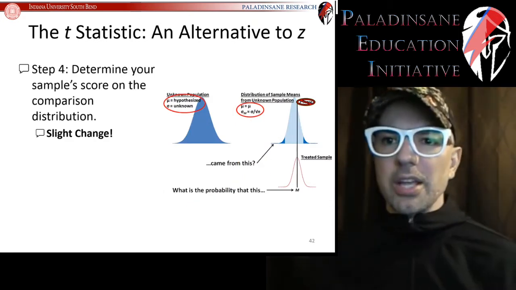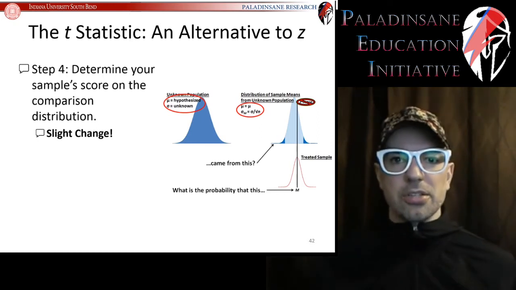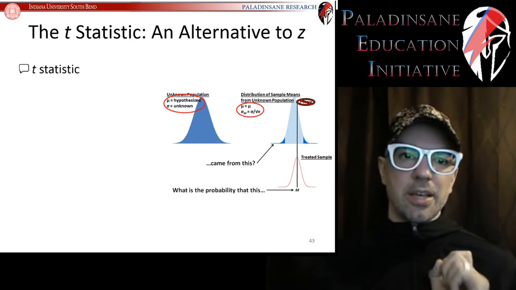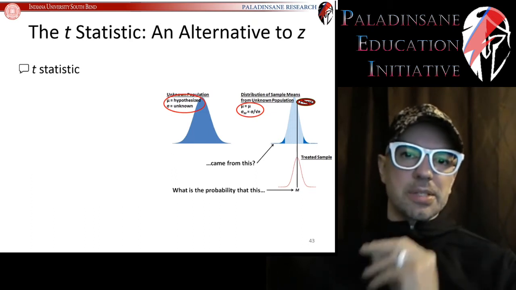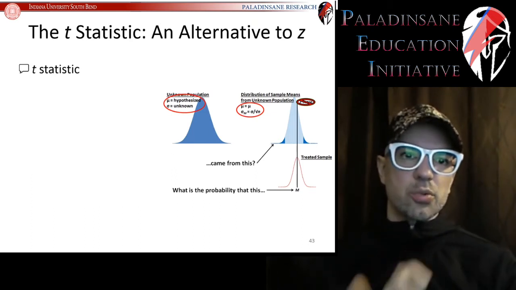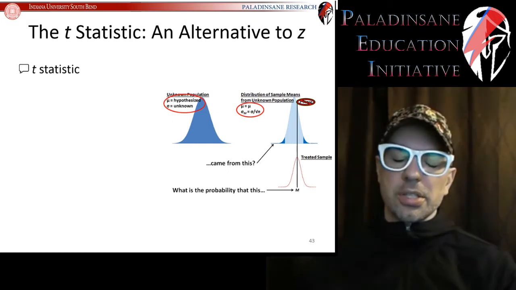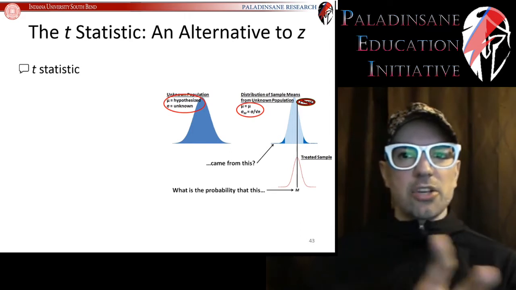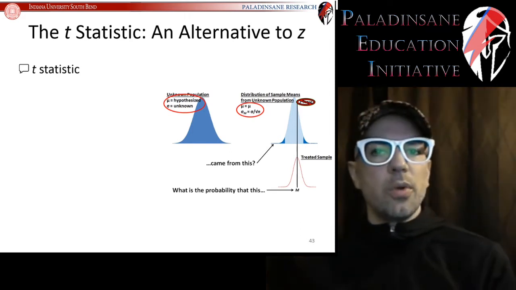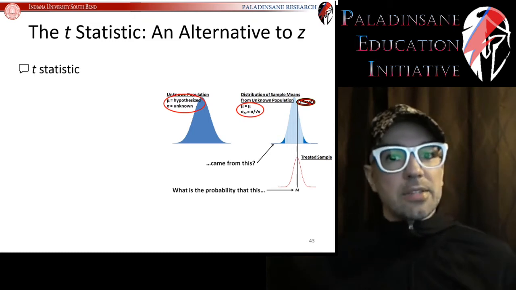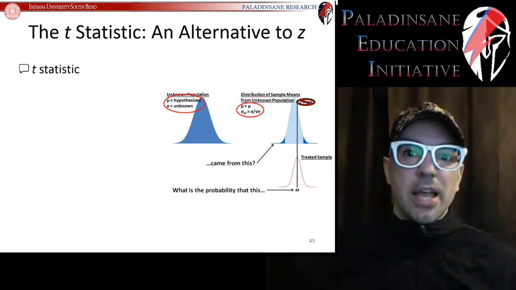This is a slight change. This is a blink and you'll miss it change. So let's take a look at it right now. Your formula for the t-statistic, you have to take your sample mean and change its raw score into a t-distribution score. Just the same way we took the mean and transformed it into a z-score, we now have to take the mean and transform it into a t-score. Sounds exactly the same? It actually looks exactly the same.